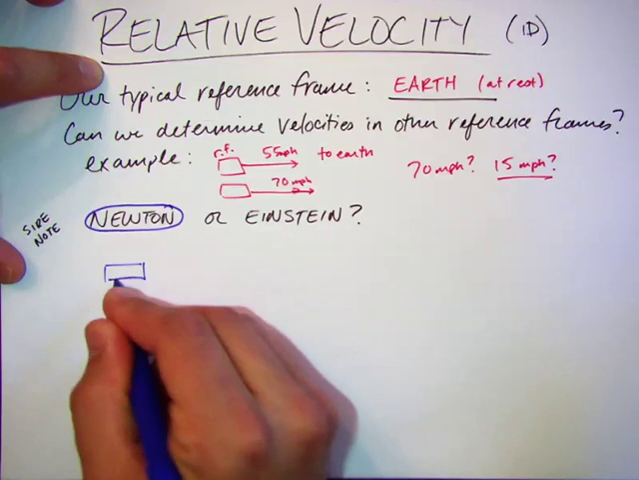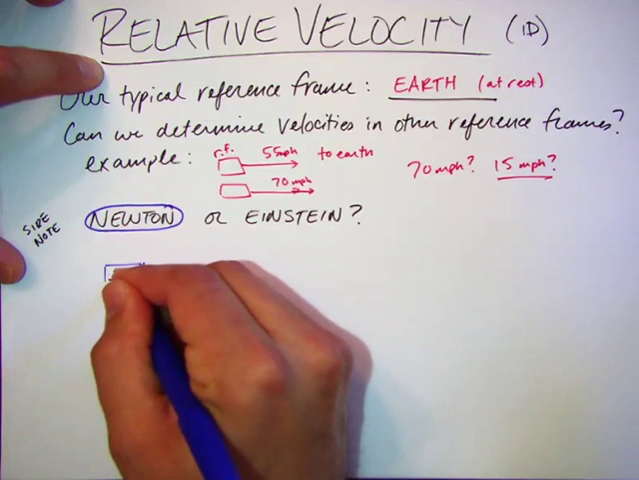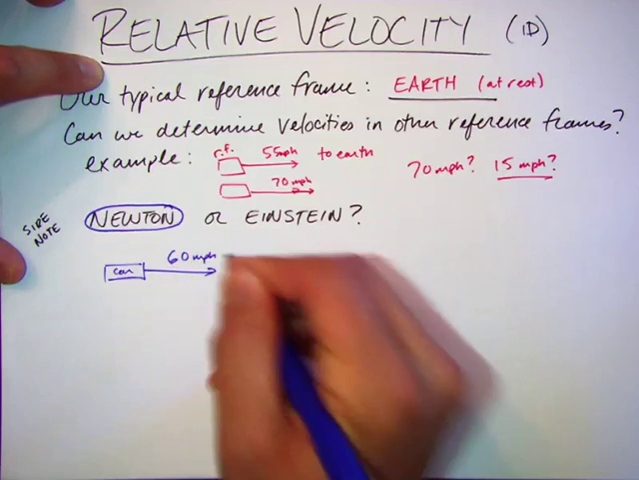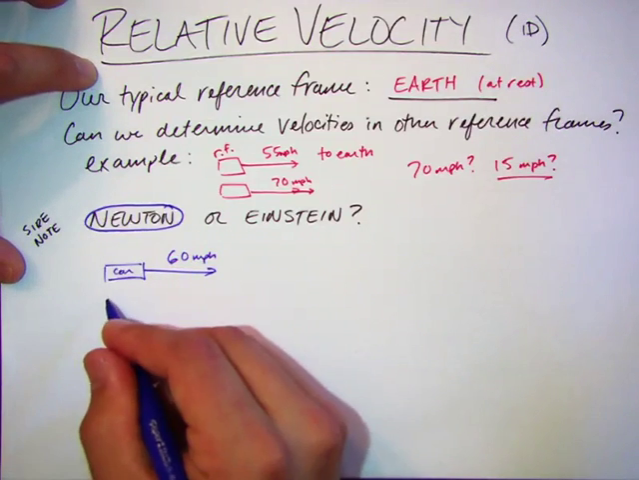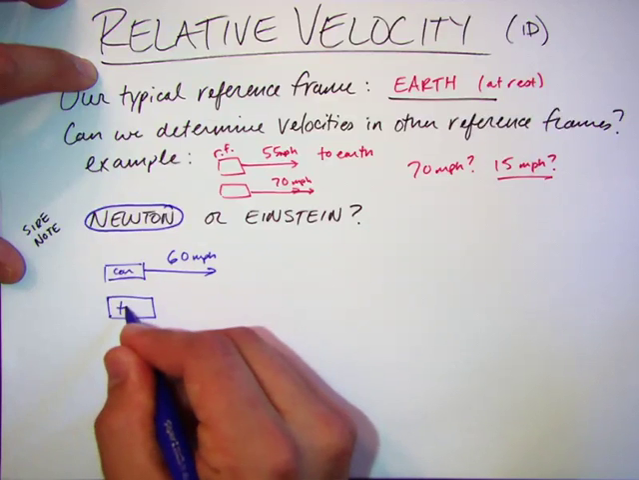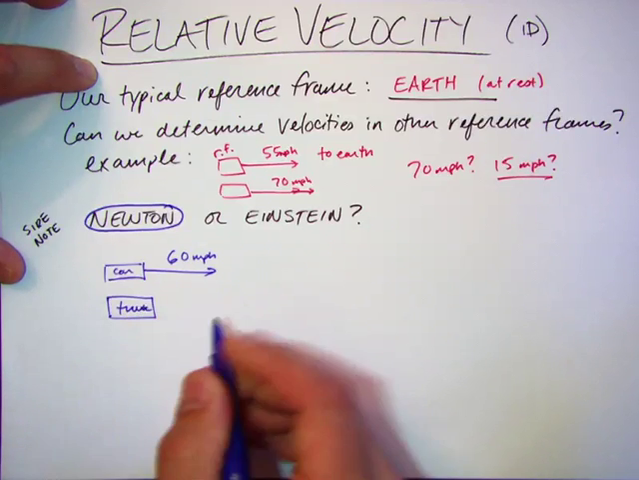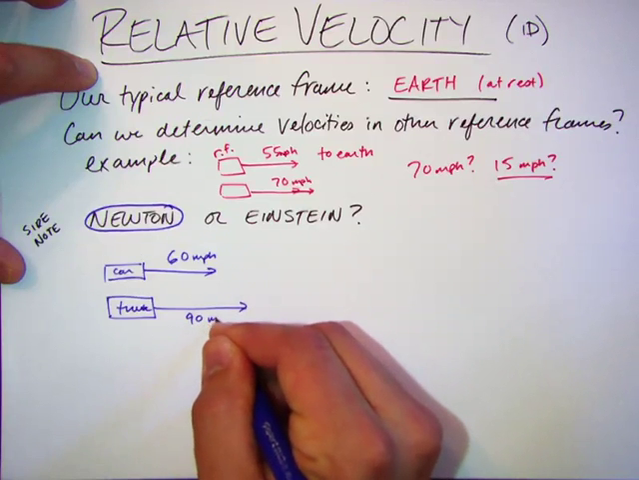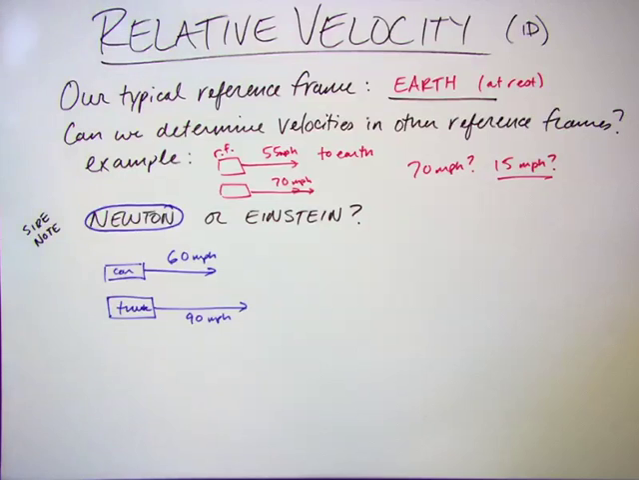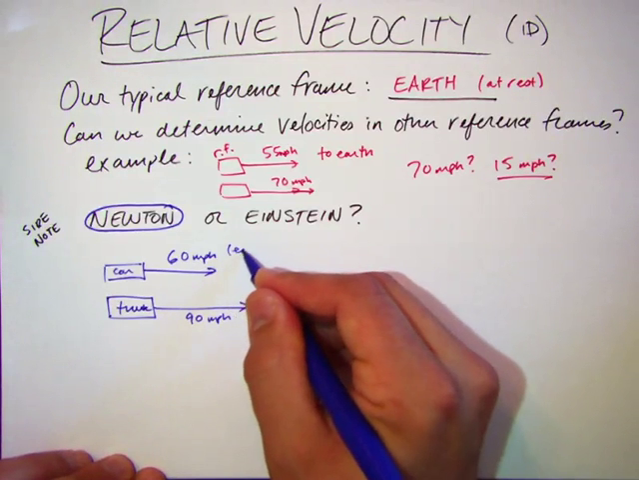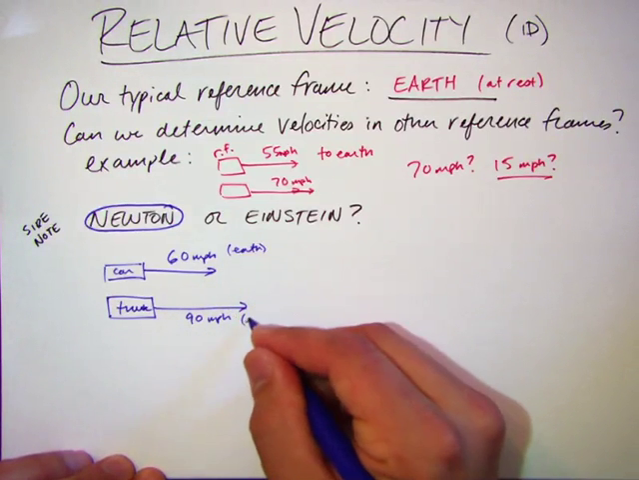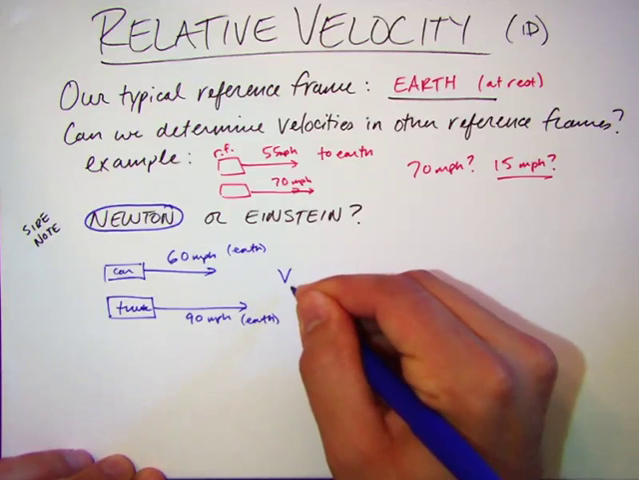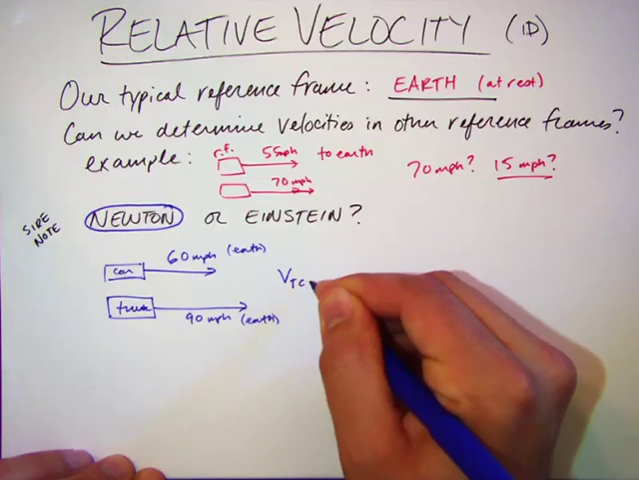Let's look at two scenarios. My car is moving down the highway at 60 miles per hour, and a big truck comes by, and the truck is moving at 90 miles per hour. So these are velocities relative to the Earth. But I want to know, what's the velocity of the truck relative to my car?